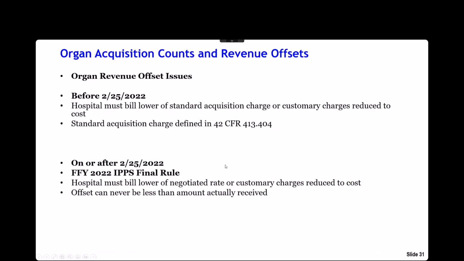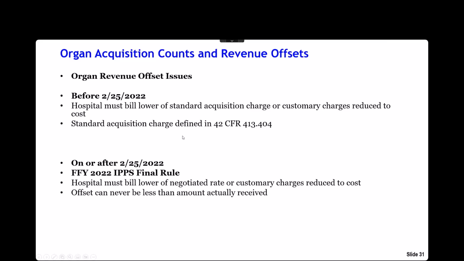So there was a change here in what that revenue is going to look like, where it comes from, where the billing comes from. For example, when you're billing the OPO. Before 2/25 of 2022, which by the way, was before the implementation of the federal fiscal year 2022 IPPS final rule, and this particular date was an odd one. You know, normally the final rule becomes effective 10/1. This one had a weird date for it. So 2/25 is the cutoff point.